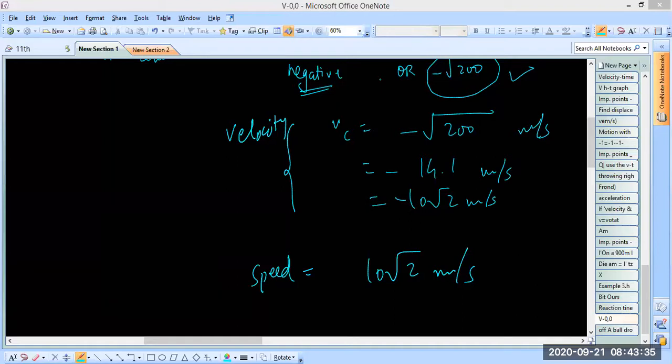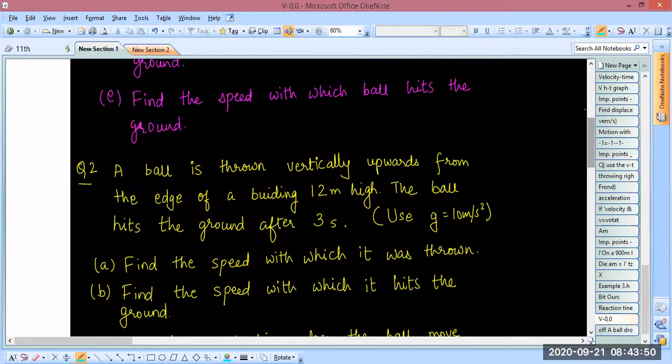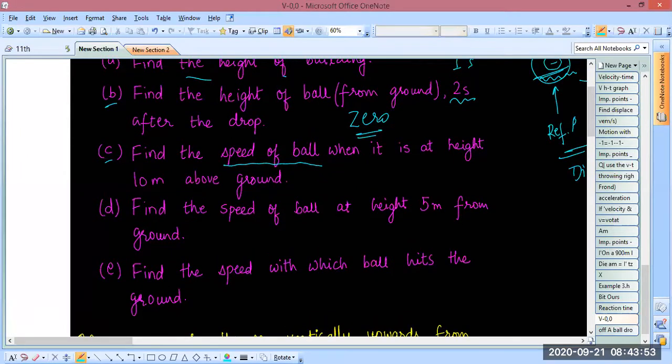Some people are in the waiting room. All right, so this is the question C. Now D. Find the speed of the ball at a height 5 meter from the ground. I'm leaving this for you. I'm not going to do it. You have to follow the same method. Do it yourselves.